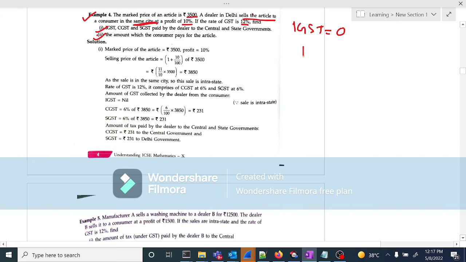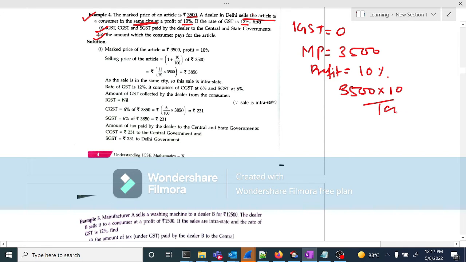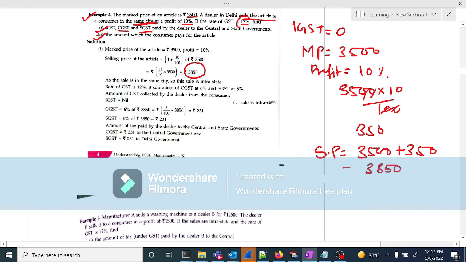Okay, so the market price was 3,500. Profit was how much? 10%. So 10% of 3,500 is 350 rupees. So the selling price will be 3,500 plus 350, which is 3,850. So 3,850 is my selling price. On that I have to calculate CGST and SGST. Since GST is 12%, my CGST and SGST will be 6% each.